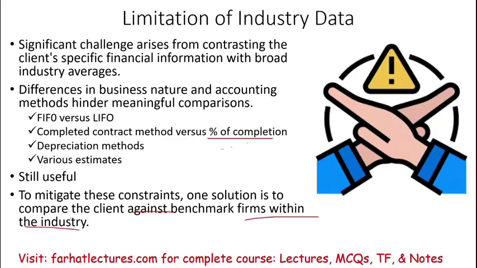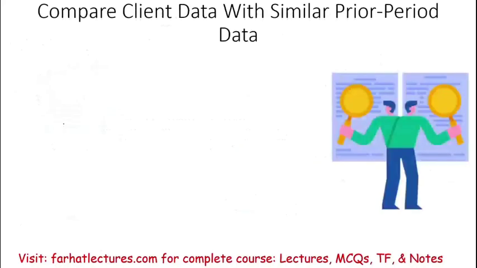So it's better if you have other firms within the industry rather than looking at the average. It's good to look at a company in your industry, of your size. Then if you want to adjust for the accounting method, you will adjust for the accounting method. Another way to look at data and analytical procedures is to compare the client data with similar prior period data.